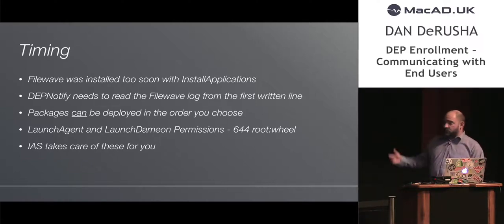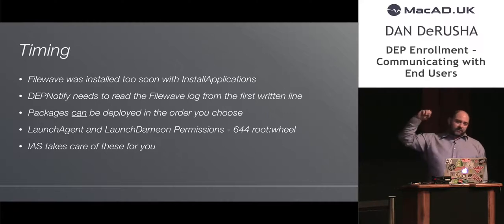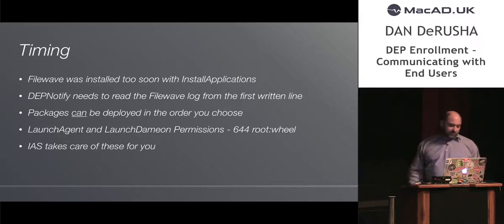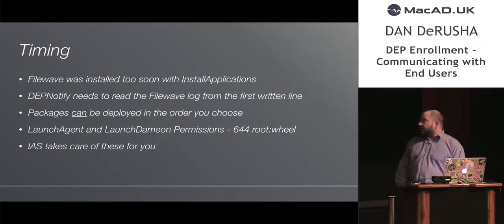Packages can be deployed in any order that you choose. I think I showed that in the example JSON file where your file name had a 01 or a 02 in front of it, and then also make sure you put that in your path for download. You've got a launch agent, launch daemon. It's very important to pay attention to your permissions on this. This was something that got us stuck for a long time too. What worked out for us best was 644 and root and wheel. But now install applications actually takes care of all this for you.